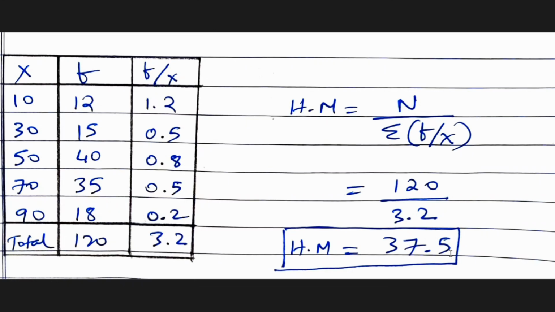So this is how you have to compute harmonic mean when discrete data is given. Okay, the same formula also applies to continuous data. The only difference is, instead of x, the class intervals will be given there. You have to take the midpoints and consider them as x values. Okay, so this is the solution for your problem regarding harmonic mean.